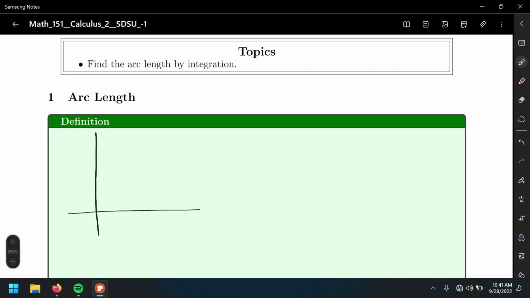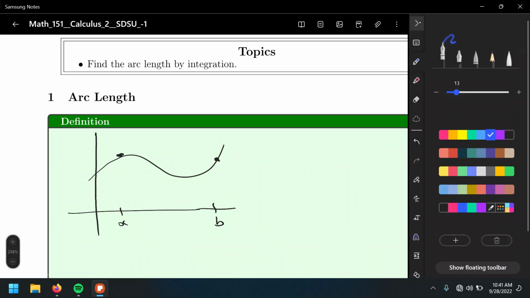So we have a function f of x, and we want to find the arc length. That is, in this case, the distance that we travel along a given curve from the point A to B. Well, this is going to be based on the distance formula, and somehow the Pythagorean theorem will be involved.